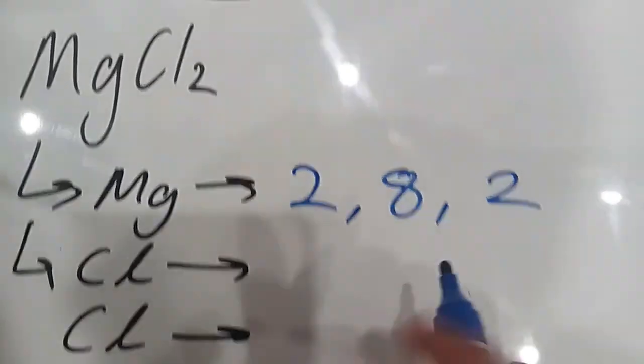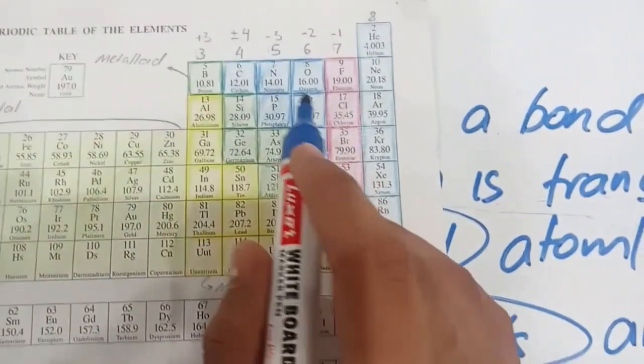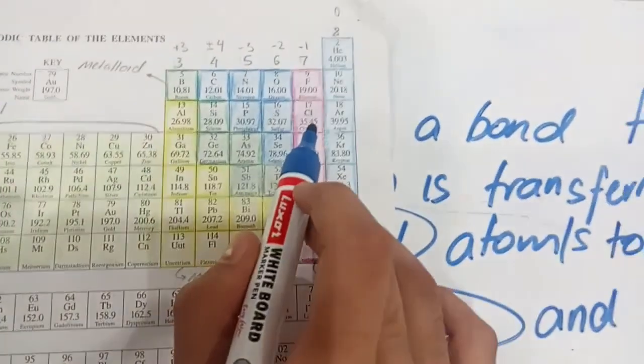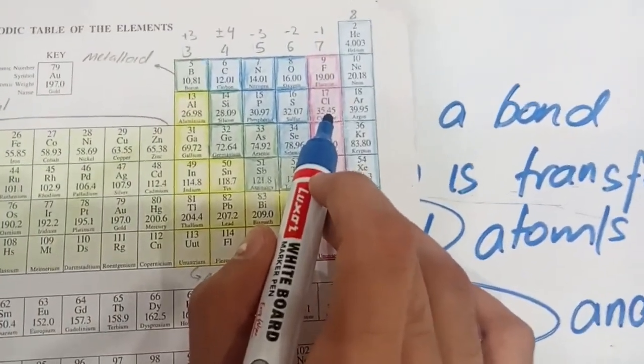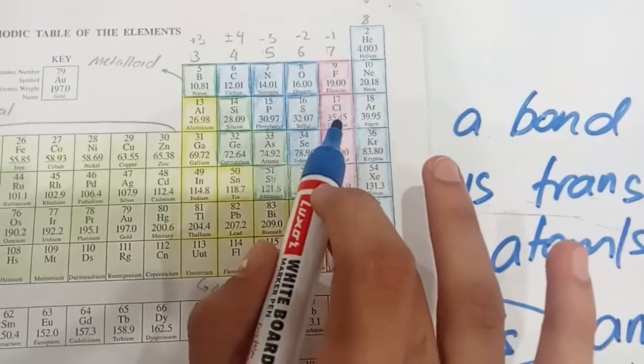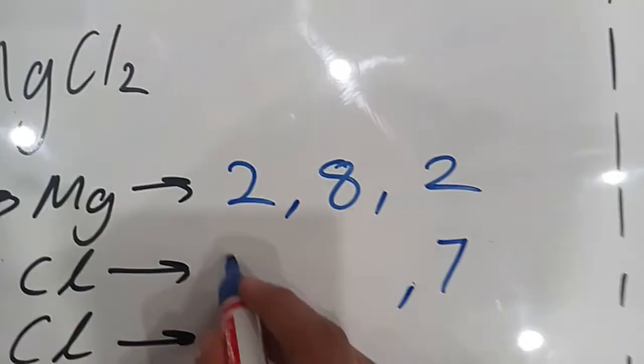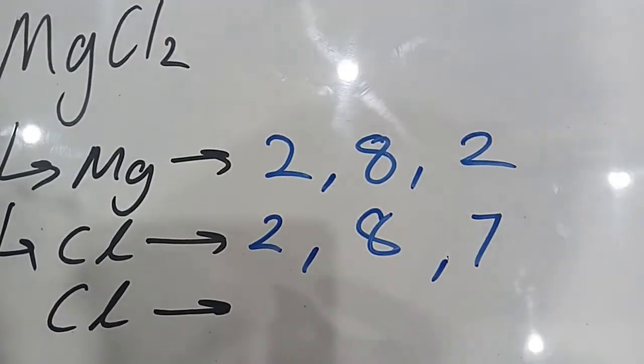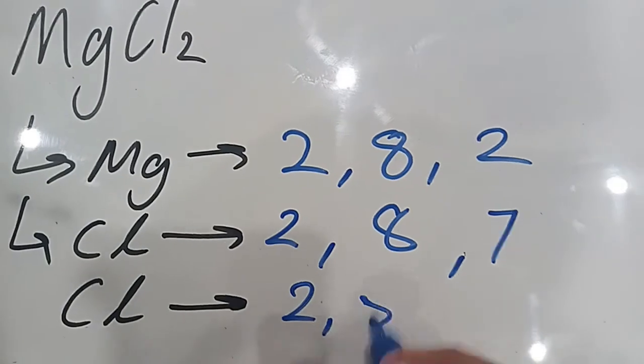Chlorine. Where's chlorine? Here. Okay, so we know that chlorine is 1 less than a full outer shell. So it has 7 electrons in its outer shell. Always 2 in its first shell. And it has 17, so 8. Makes sense. Chlorine again, 2, 8, 7.